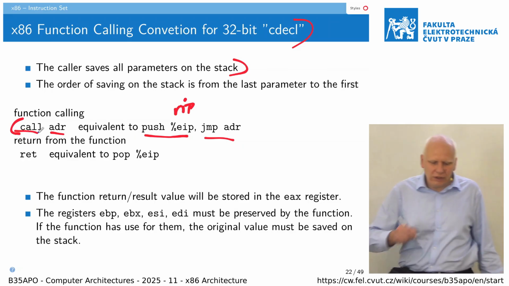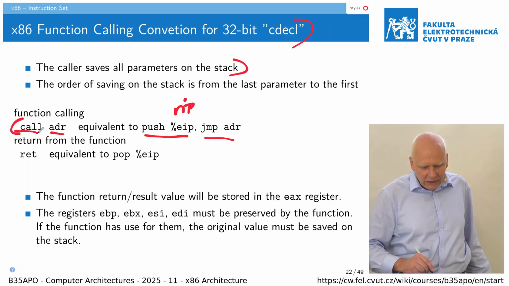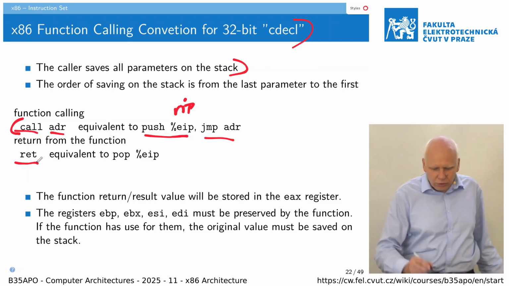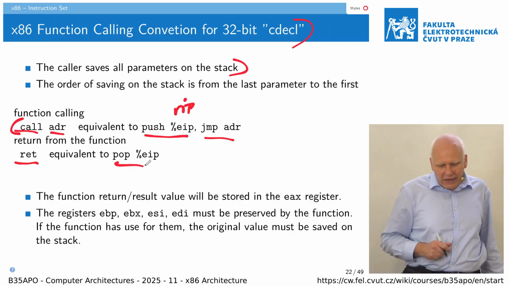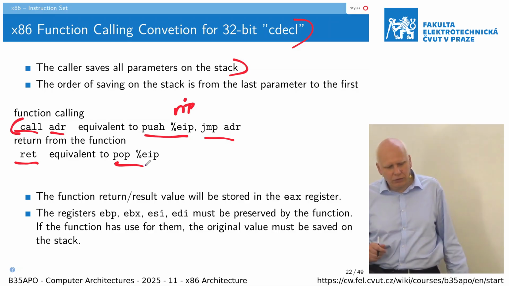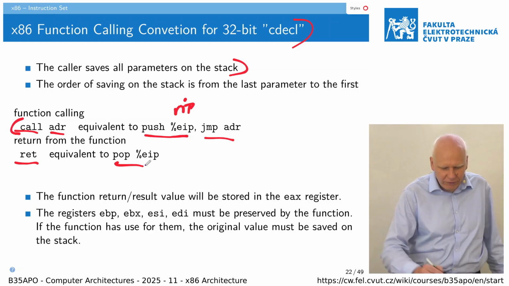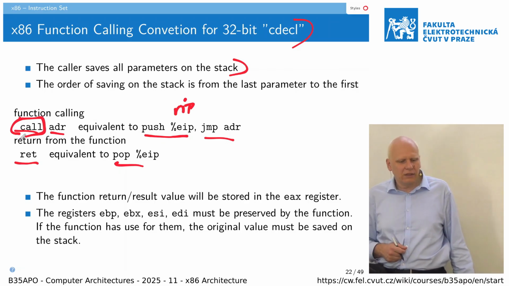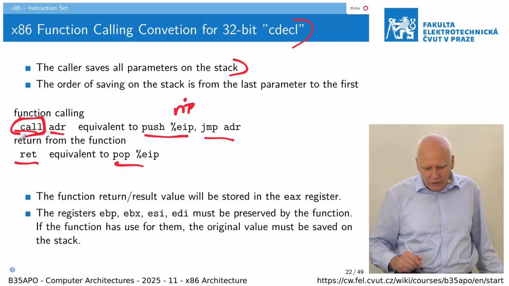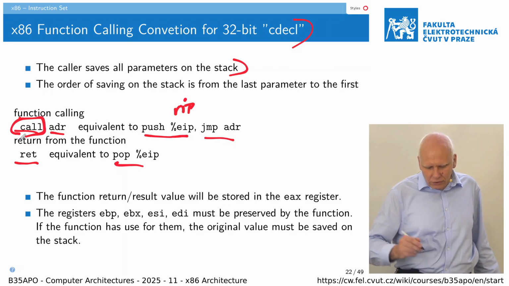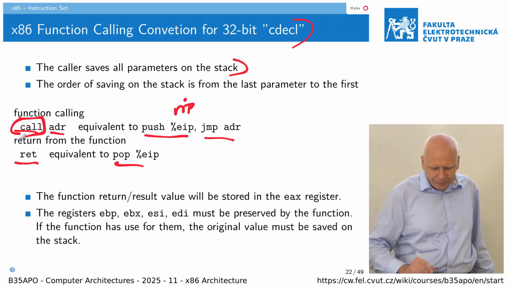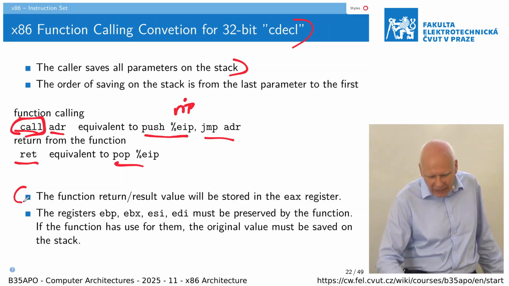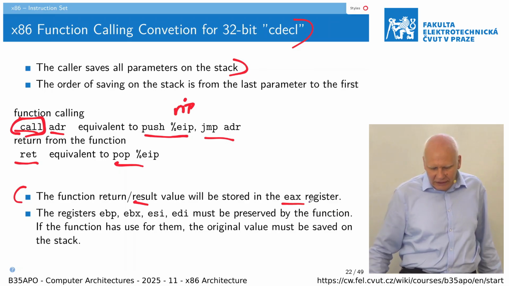For each function, it stores the return address, and even the return instruction is equivalent to popping EIP from the stack. So for 32-bit mode, and even for 64-bit mode, we use the call instruction which stores a return address directly on the stack. And in 32-bit mode, all arguments to the function are passed through the stack. The return value of the function, the return result, is stored in the EAX register.